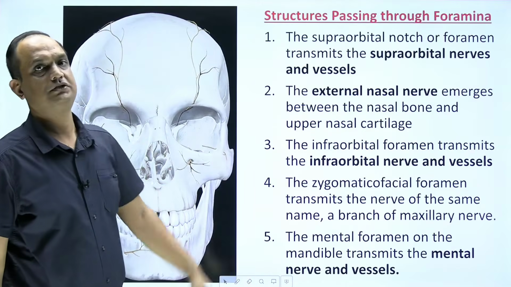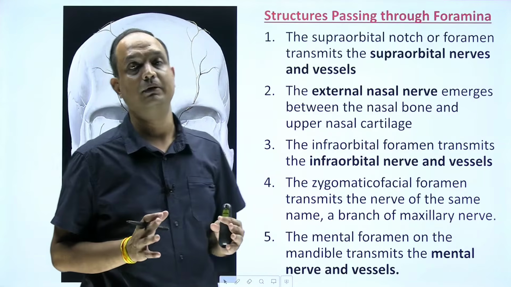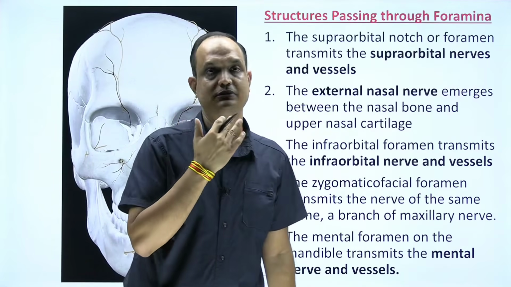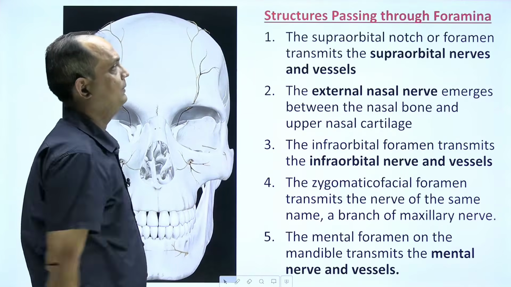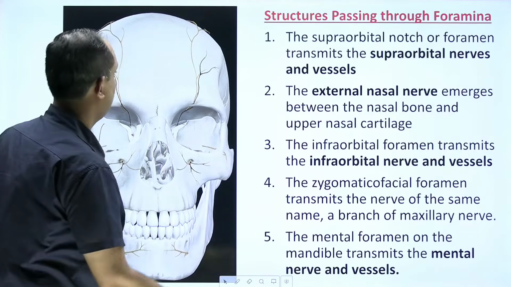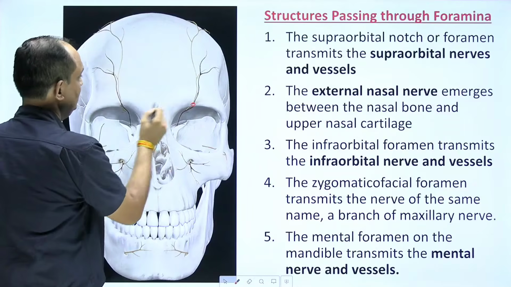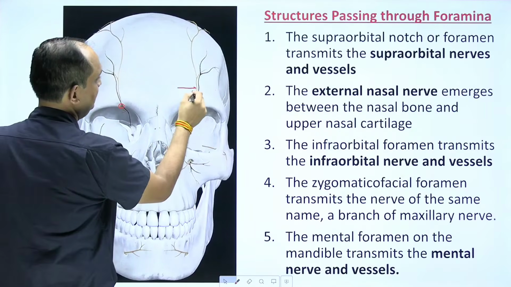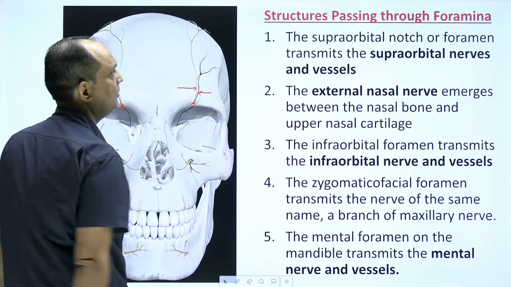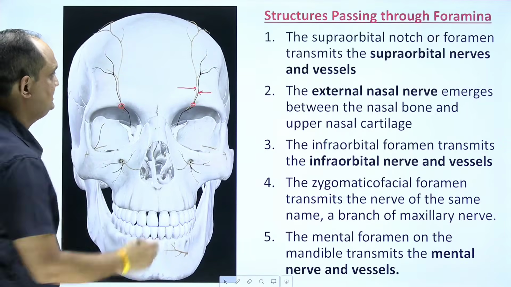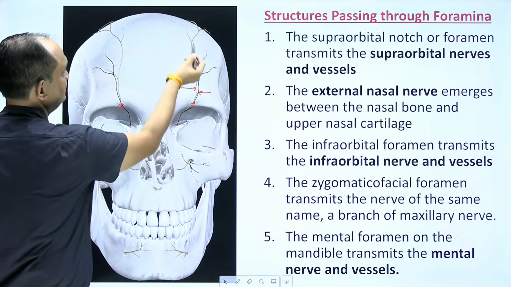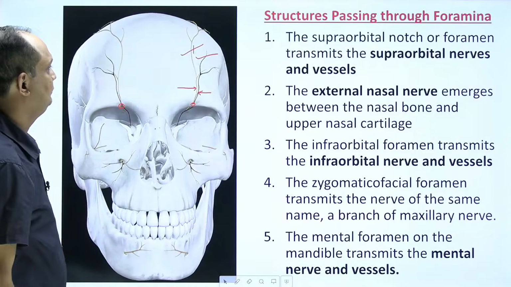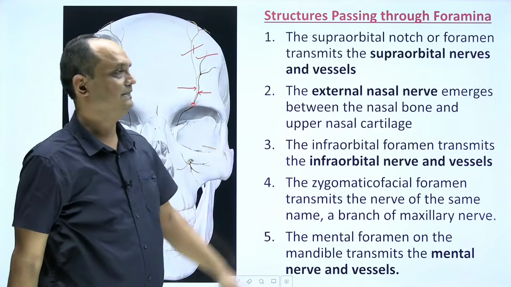Now, which are the structures passing through these different foramina which you are going to read on Norma Frontalis? So first is the supraorbital foramen. Now this supraorbital foramen which is present here allows the passage for two structures. One is the supraorbital nerve and another is the supraorbital artery, which you can see here. These structures pass through this and come onto the forehead to supply the skin and the area on the forehead. Then you will have external nasal nerve.